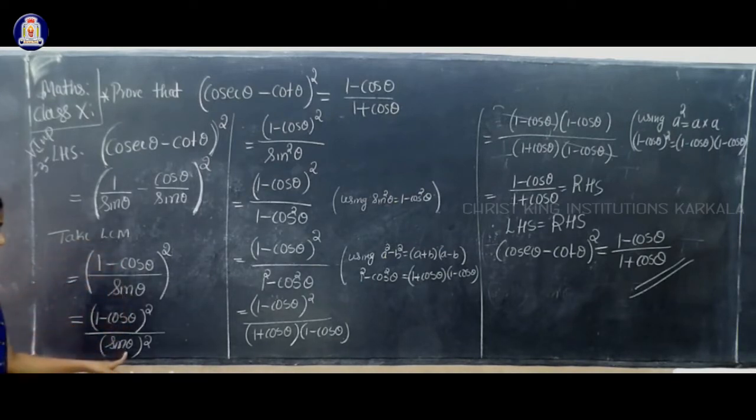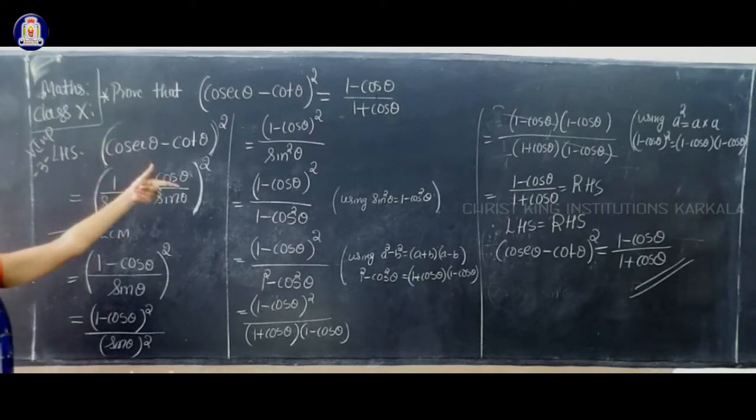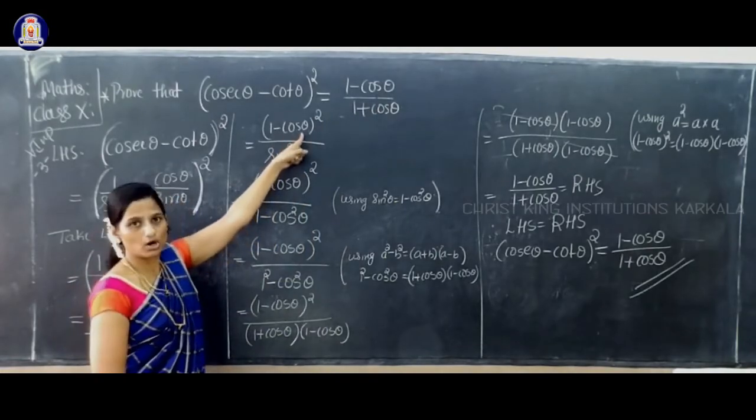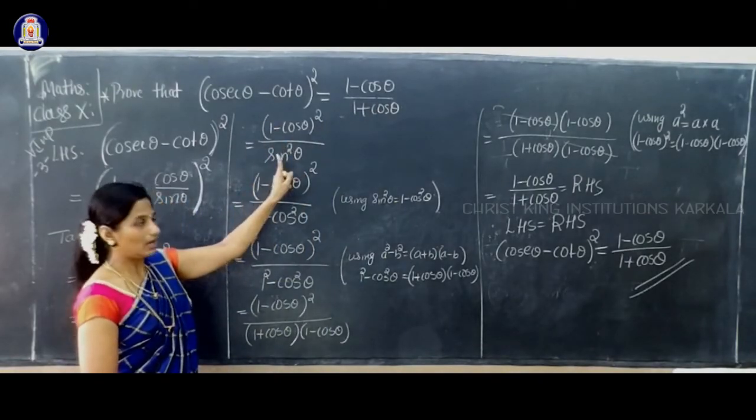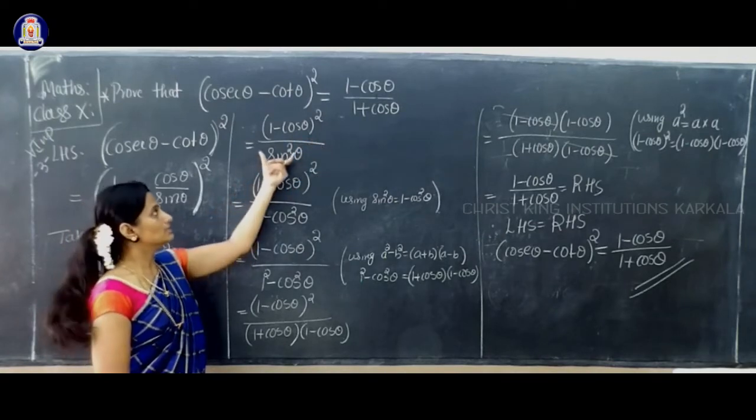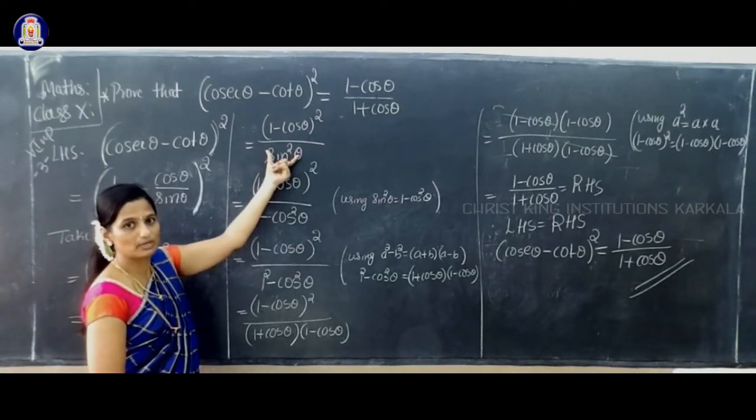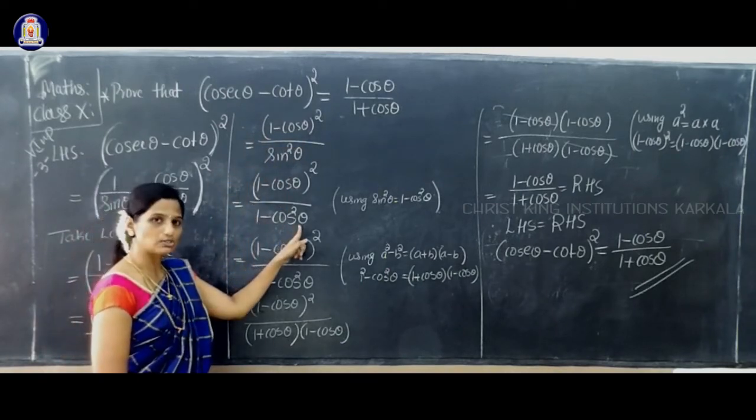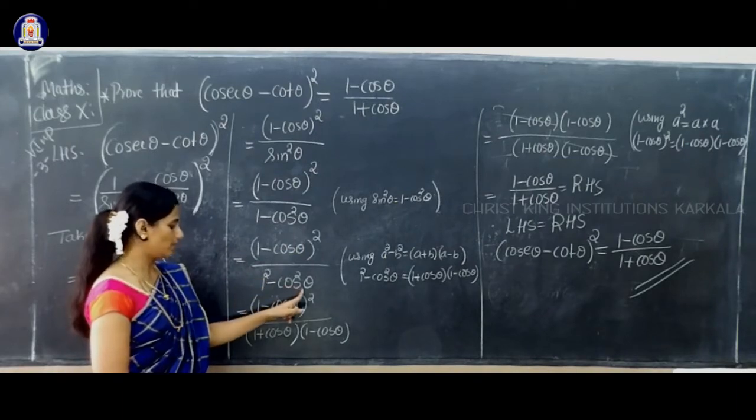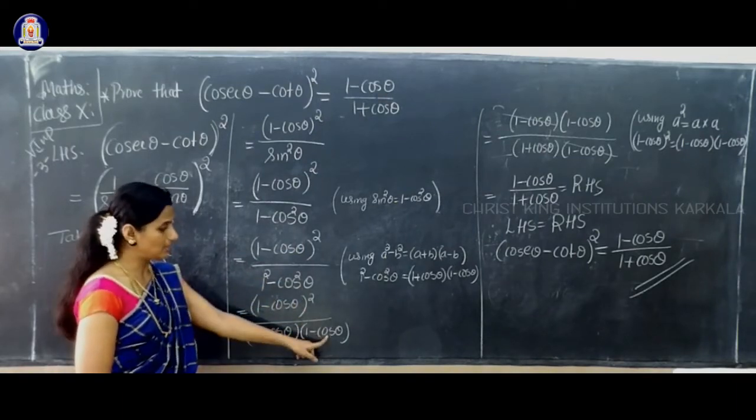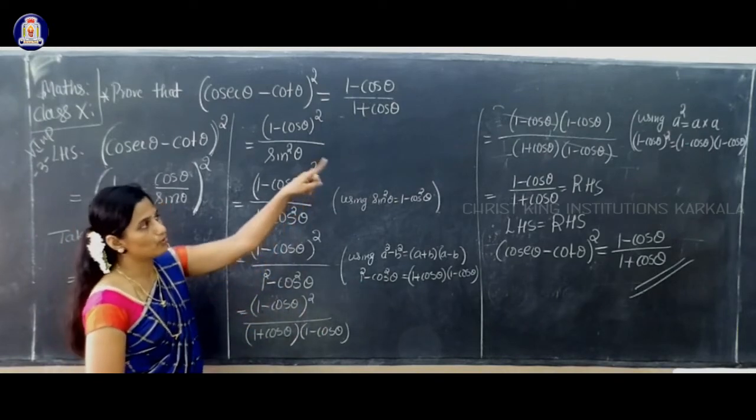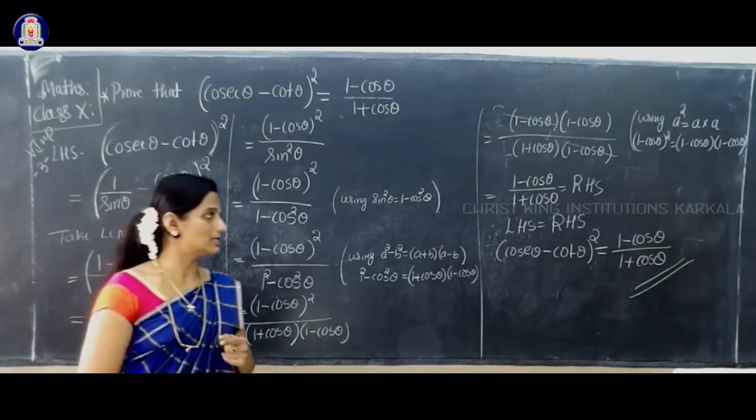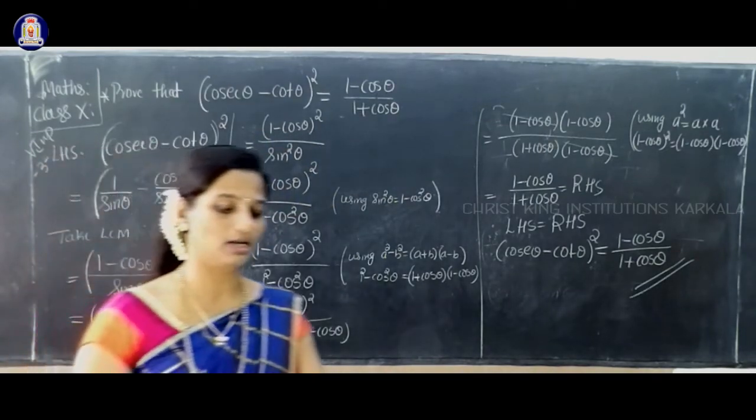LCM, this is sin square theta. Here I need cos, so the numerator has cos but the denominator has sin. I want to change that sin in terms of cos. See the relation from your formulas: sin square theta is equal to 1 minus cos square theta. Now it is in the form of a square minus b square, a plus b, a minus b. It is in the form of whole square, means a square. So 1 gets cancelled, so it is equal to the RHS side. Therefore LHS side is equal to RHS side.